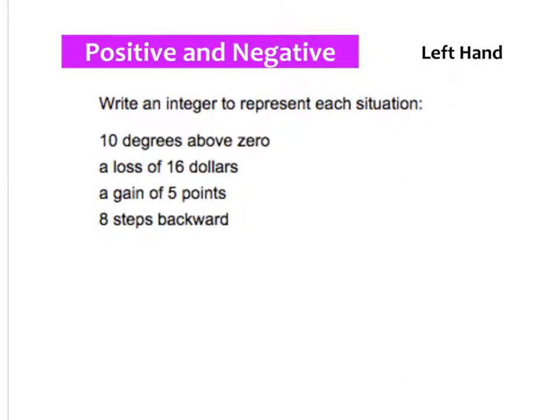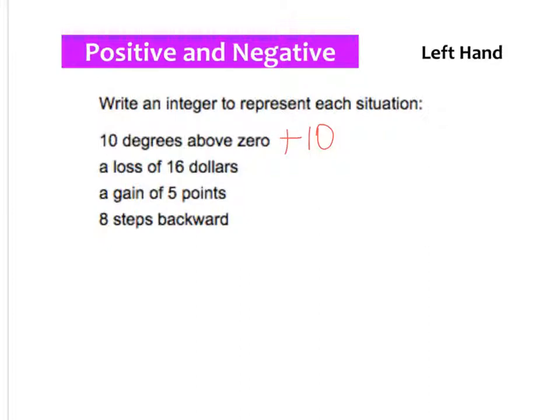So let's go ahead and look at this, where we write an integer to represent every situation. The first one says 10 degrees above 0. I know my integer, my number, is going to be 10, but I need to determine what does above mean? Does it mean a positive situation or a negative? Well, I know above means positive, so in this case it's going to be a plus 10.